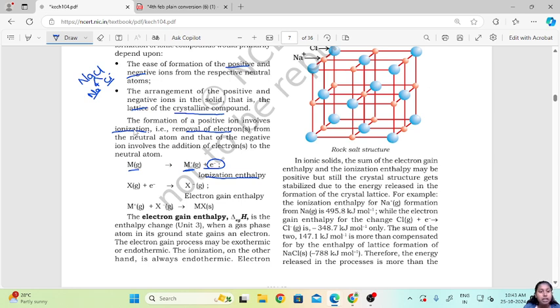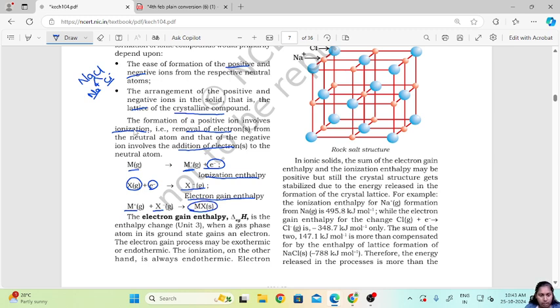A negative ion involves addition of an electron. Negative ions are formed when a neutral atom takes up an electron. At that time we get a negative ion. It involves electron gain enthalpy, that is the energy involved in taking up one electron. So the overall reaction will be positive plus negative giving you a neutral molecule.